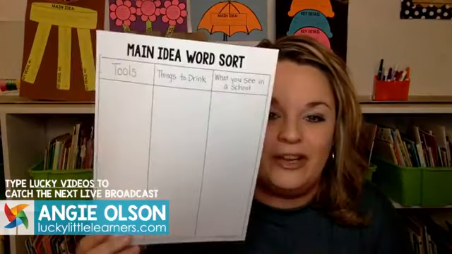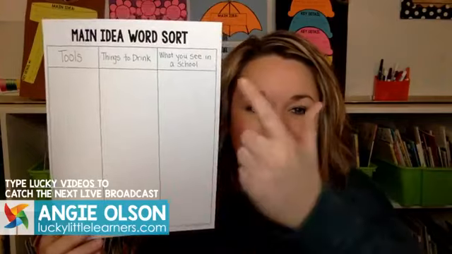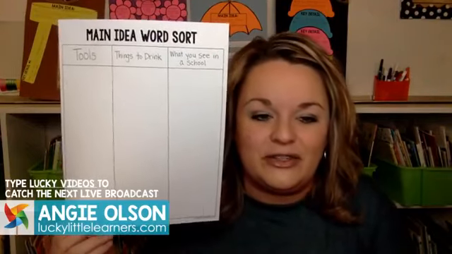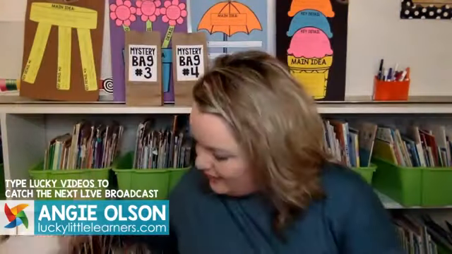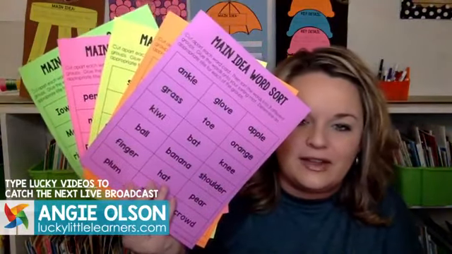So you guys are spot on. This is what the recording sheet would look like. So they are going to place, glue those down: tools, things to drink, what you see in school. And again, a variety of those. And so we're going to go through this.